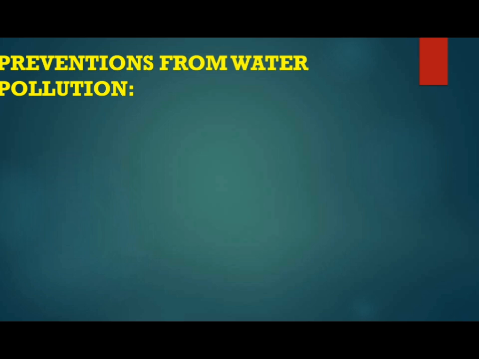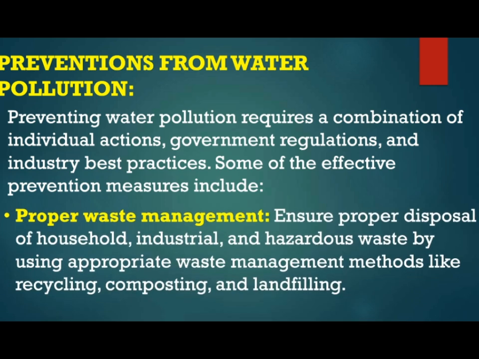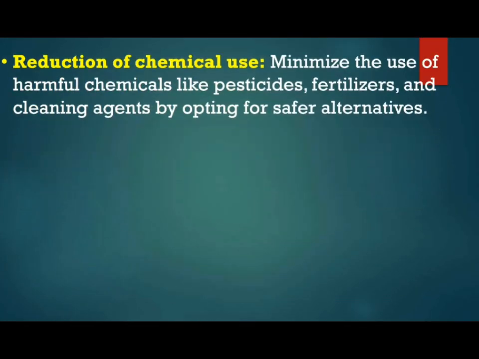Next is prevention. How can we prevent water pollution and what rules and regulations should we follow? Preventing water pollution requires a combination of individual actions, government regulations, and industry best practices. First one is waste management. By managing waste in a proper way, we can reduce water pollution by ensuring proper disposal of household, industrial, and hazardous waste using appropriate methods like recycling, composting, and landfills.